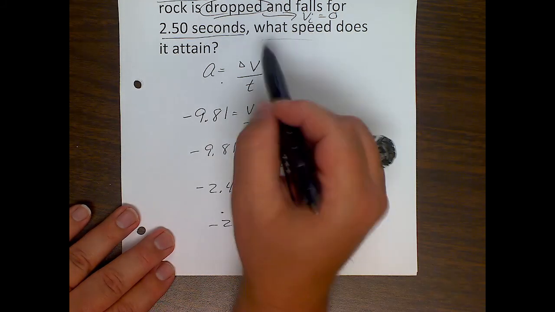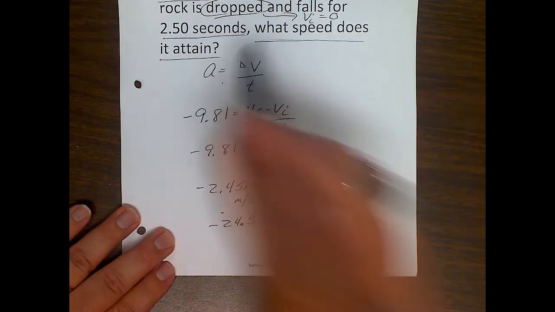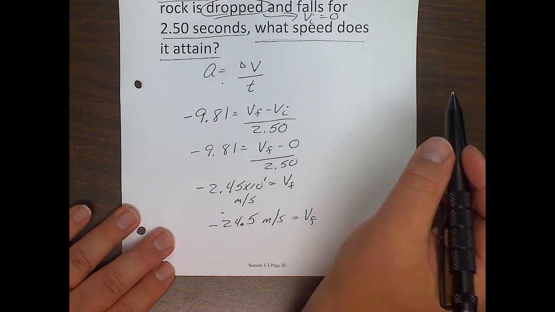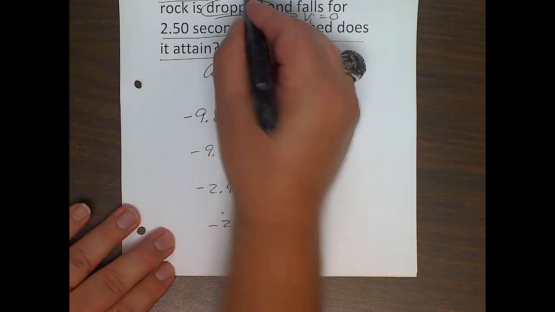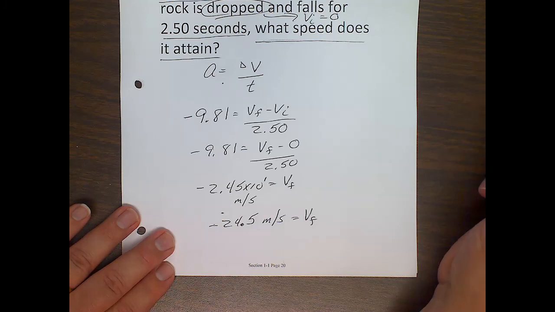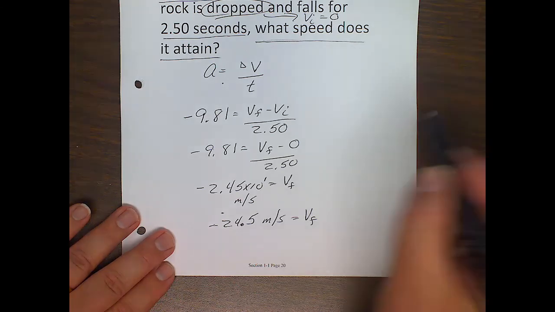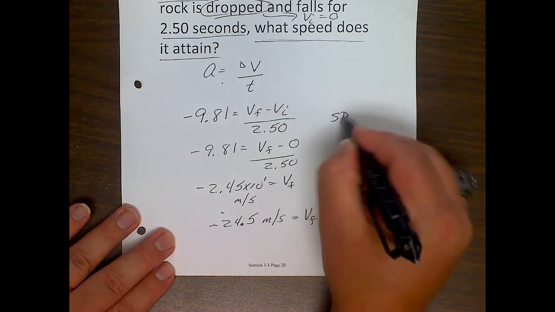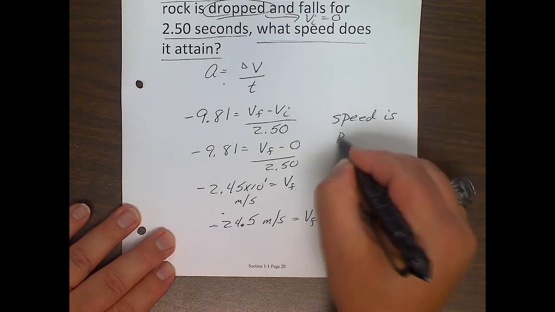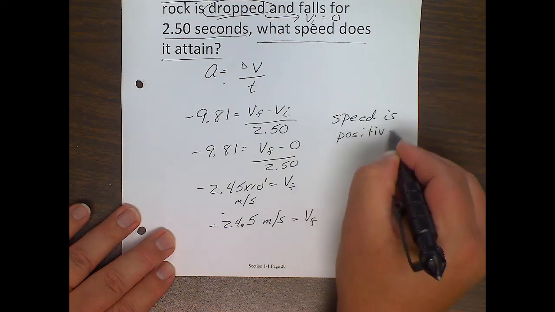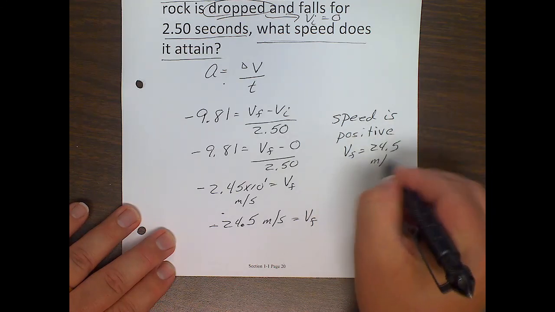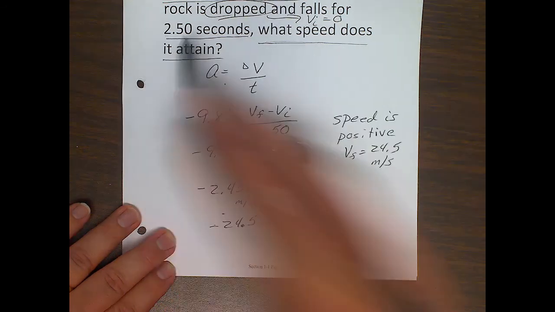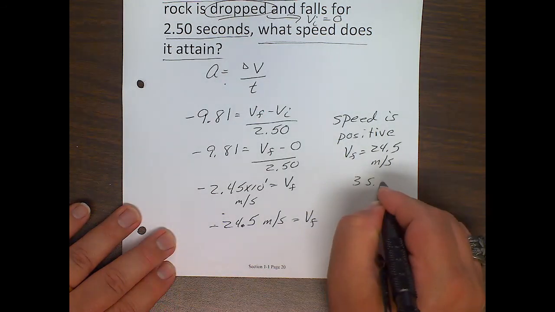What speed does it attain? Now, speed has nothing to do with direction. Speed is simply how fast it's moving. The negative here and here are something we're going to talk about more as we get into it in the next little bit. That actually indicates a direction. So truly the speed is going to be positive. And so your final speed is 24.5 meters per second. 3 significant digits, or significant figures.